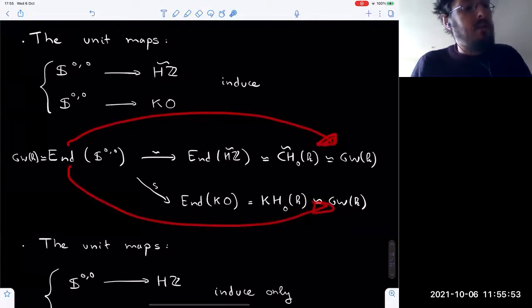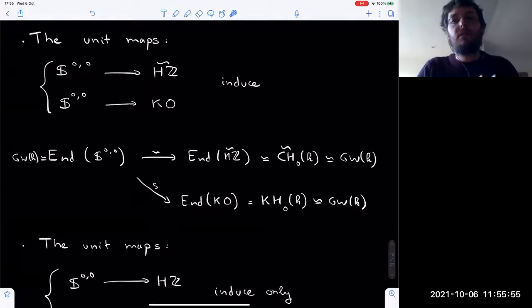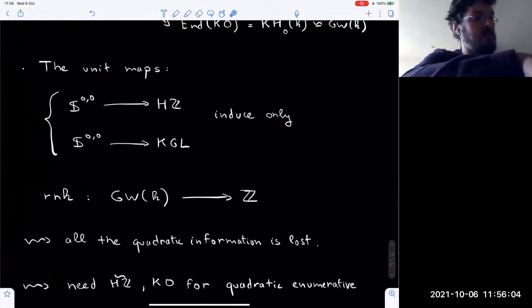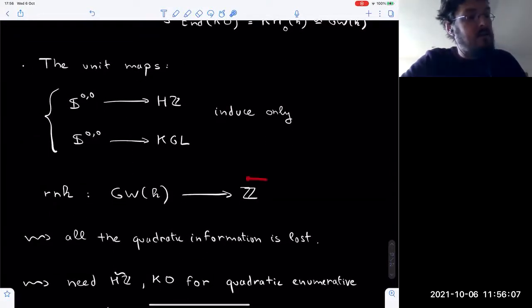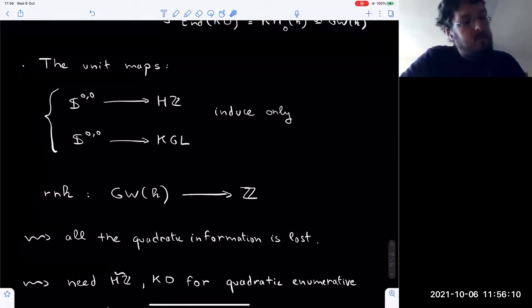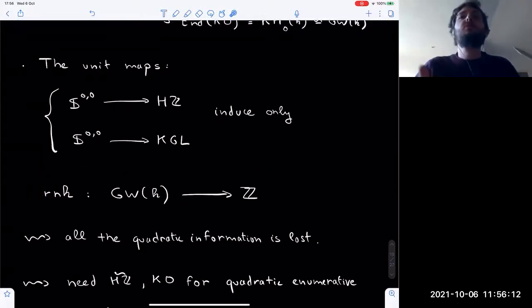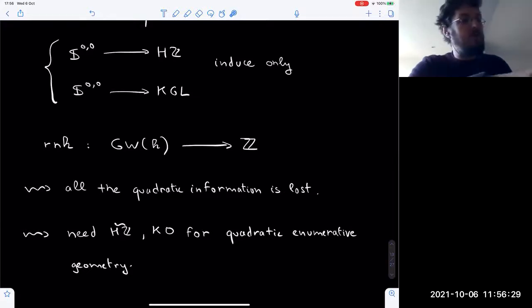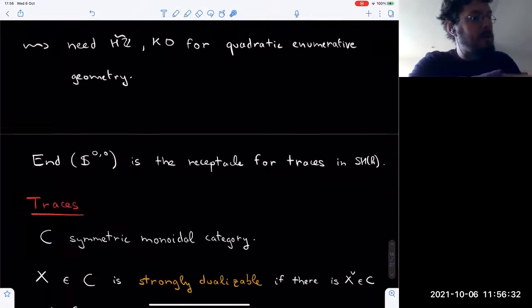So all this quadratic information can be detected both via these Chow-Witt groups and via Hermitian K-theory. You should contrast this with the unit maps for HZ and KGL, which induce the rank map from K. So by passing to motivic homology or algebraic K-theory, you lose all the quadratic information. This is why these two theories, the Chow-Witt groups and Hermitian K-theory, play a central role in this quadratic enumerative geometry setting, because you have to use them, otherwise you lose all the interesting information.